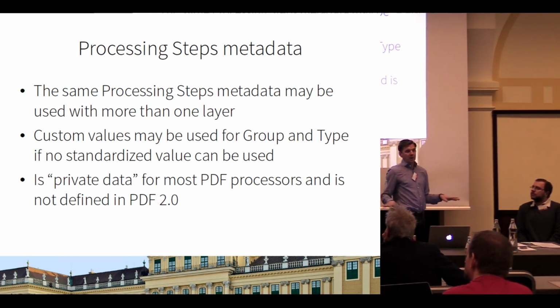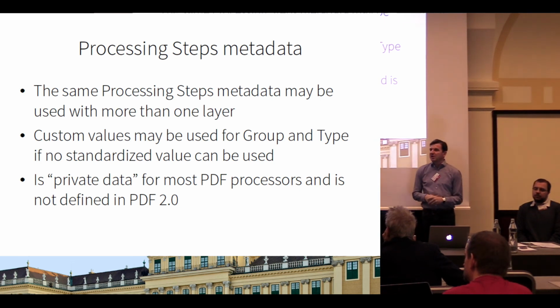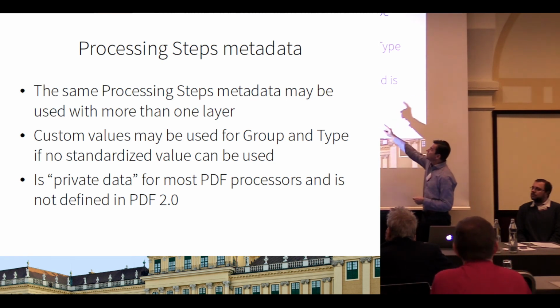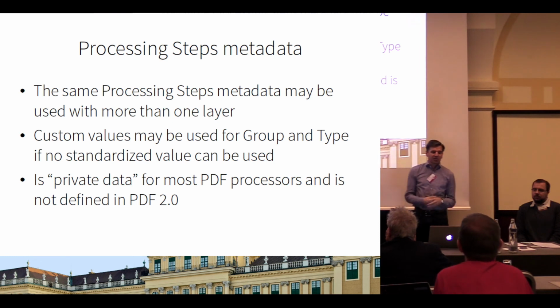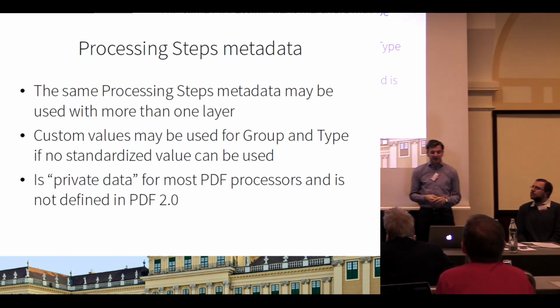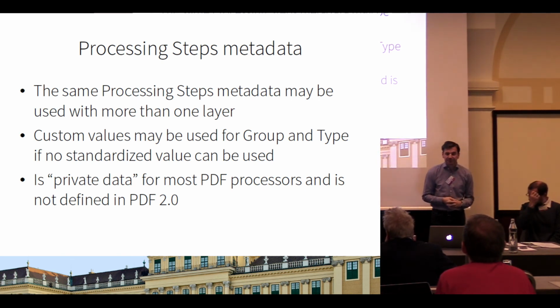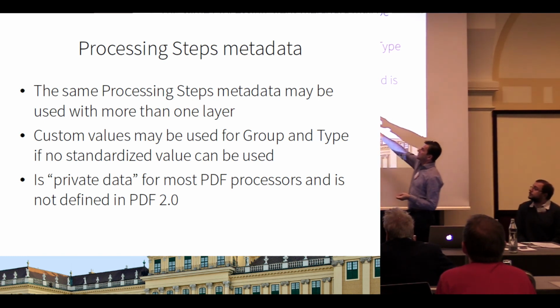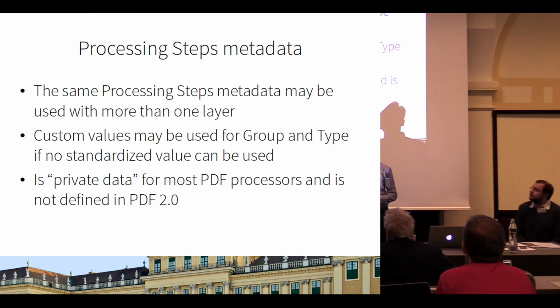Additionally, how would a processing steps PDF file interoperate with a device that is not aware of the processing steps standard? Basically, as any other PDF file. For any PDF processor that doesn't know anything about processing steps, the file will just work. The processor will ignore the metadata that is associated with the layers. And there is no mention of this metadata in PDF 2.0.